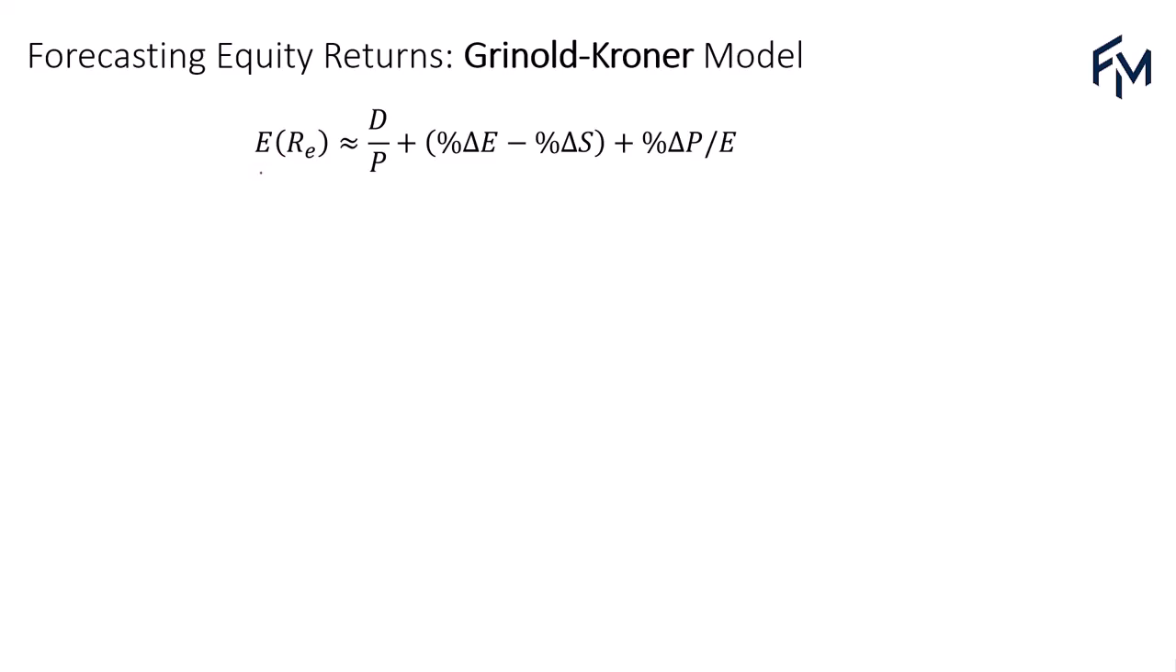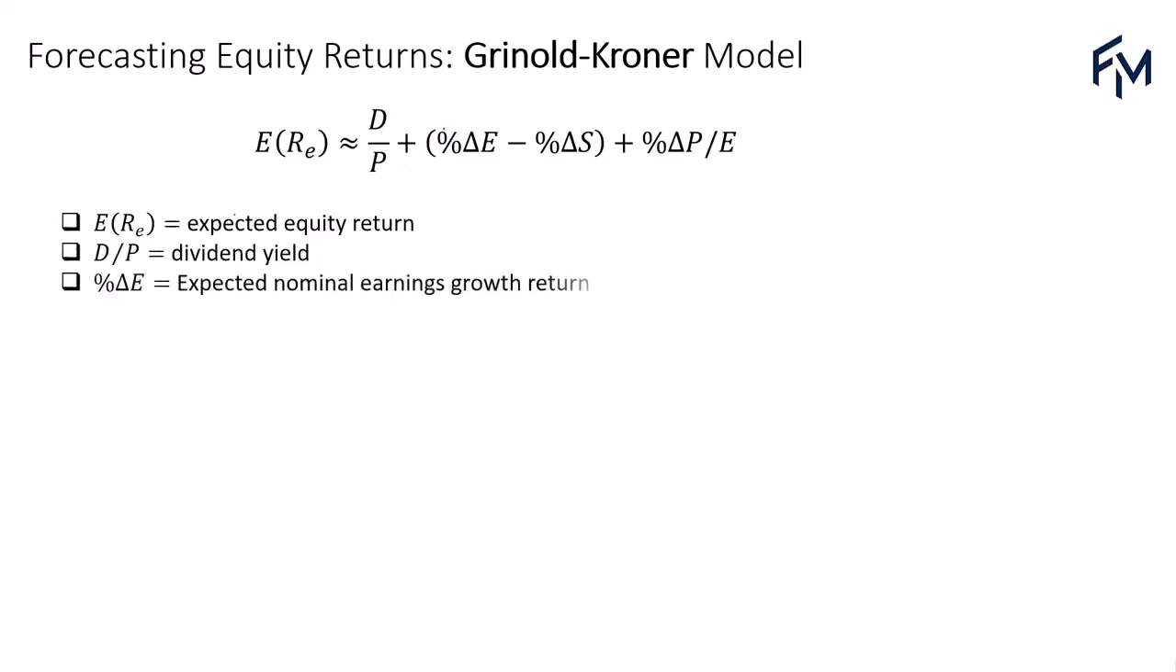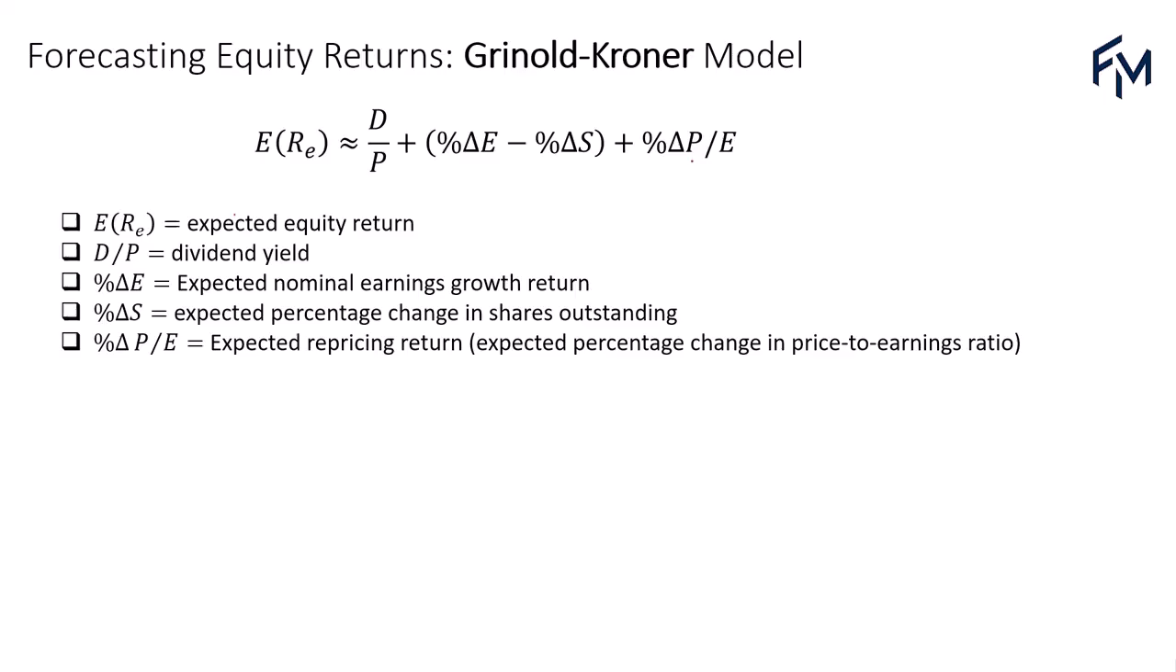So first, we have the expected return on equity. This is approximately equal to D over P, which is the dividend over price, and this is the dividend yield of the equity market, plus the expected nominal earnings growth return, and then we minus the percentage change in shares outstanding, and then lastly, we plus the expected repricing return, or the percentage change in price to earnings ratio of the equity market.